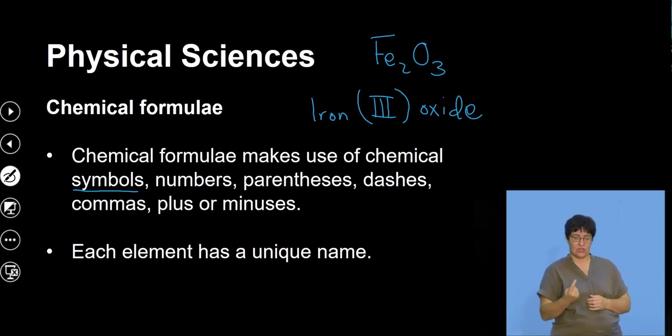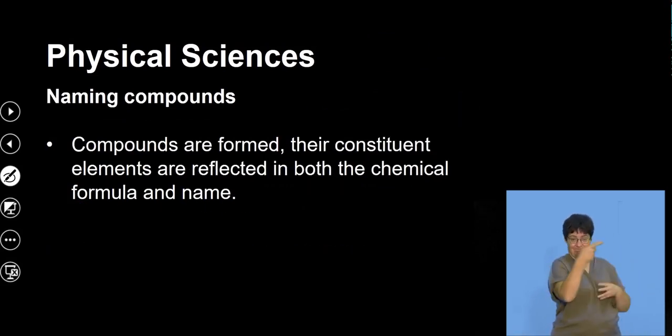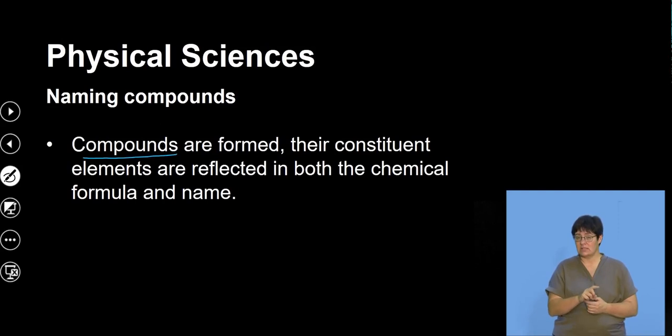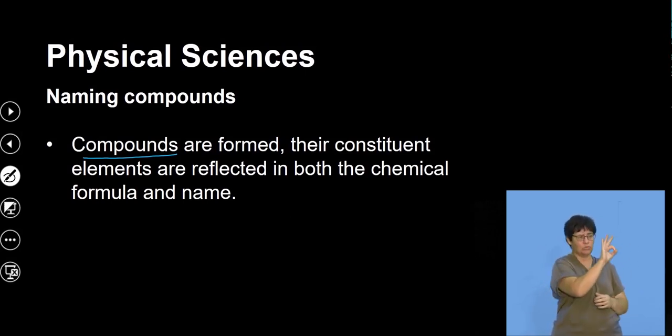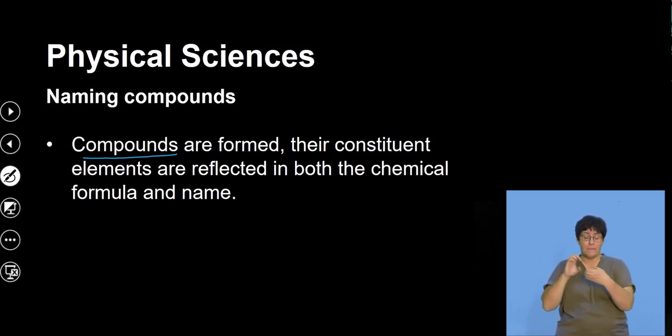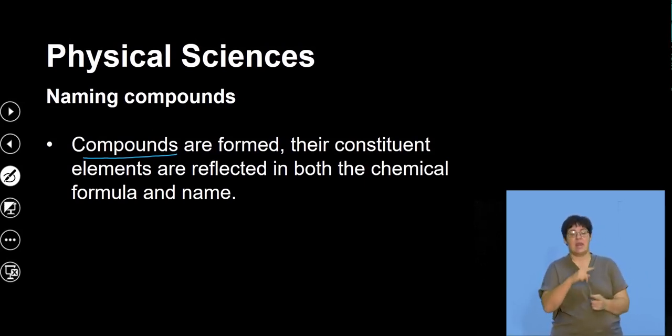So each element has a unique name as it is reflected in the periodic table of elements. Now, if we focus our attention a little bit on the actual naming of compounds, remember, when we talk of compounds, it means that in the periodic table, there are individual elements. Now, when these elements combine with each other and form compounds, these compounds are essentially composed of elements or atoms of different elements that are bonded to each other. But in a compound, the constituent elements are reflected in both the chemical formula and name.